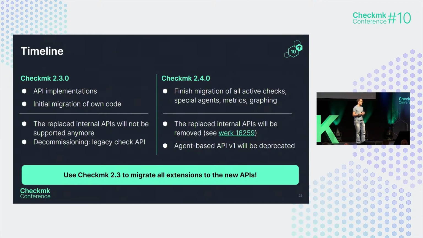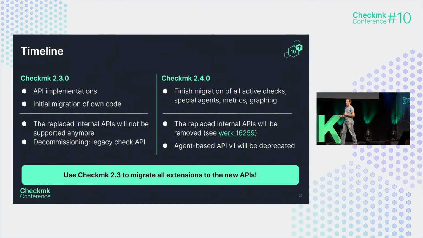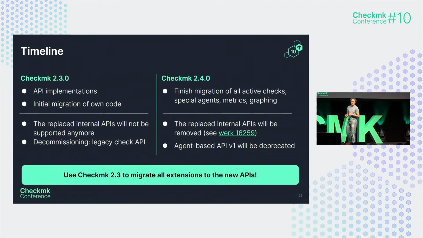So for us developers, the real benefit is to get rid of all of those, because it's expensive to keep that in mind all of the time. Expensive in the sense of takes us a lot of time and effort. And the agent-based API version 1 will be deprecated in 2.4 and then probably removed in 2.5. Fear not, that's the least of your problems.